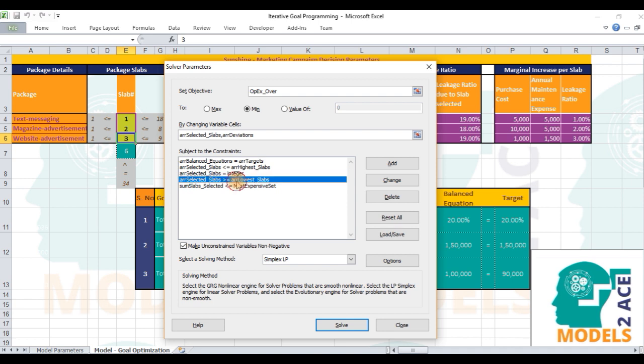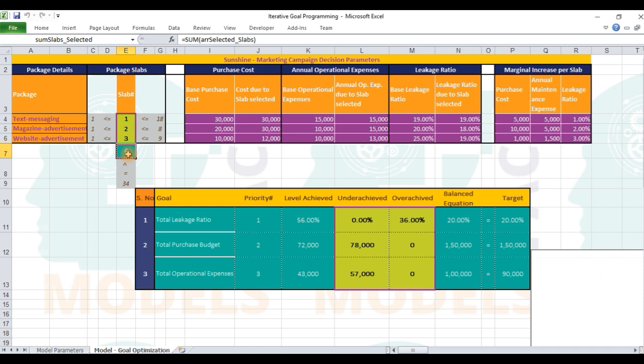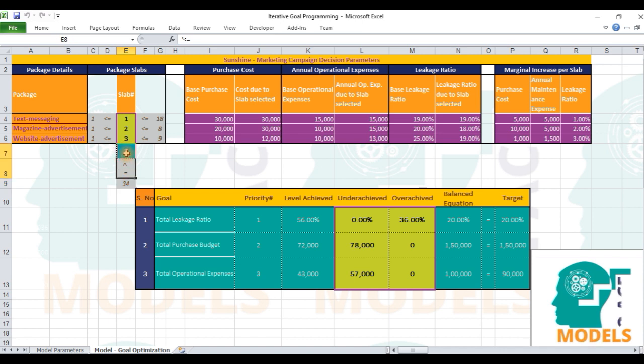This constraint stipulates that these values must be greater than or equal to 1, denoted by array lowest_slabs, and lesser than or equal to the highest slabs, denoted by array highest_slabs. Since selecting the most expensive slabs of the 3 packages has been ruled out, we stipulate a constraint that the sum of the 3 slab numbers, named SumSlabs_selected here, must be less than the ceiling of 35, i.e. the sum of these 3 slab indices must be strictly less than 35.